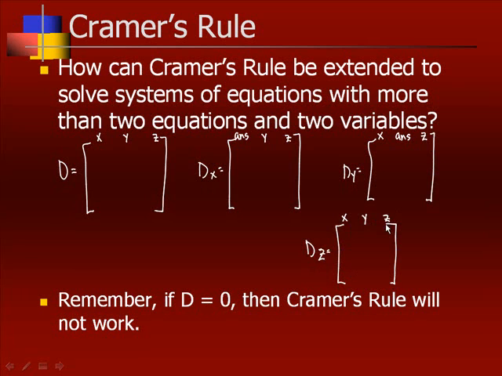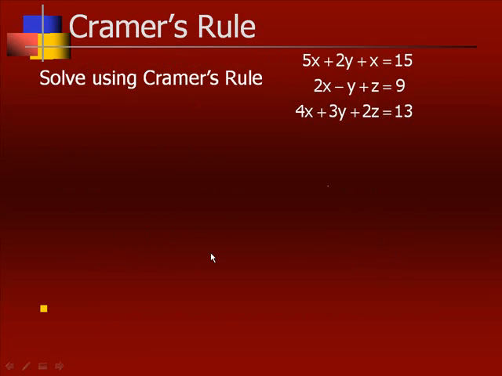So once we get D, Dx, Dy, and Dz, to find x, we simply do Dx over D. To find y, we do Dy over D. And then to find z, we do Dz over D. So the first thing we're going to do is set up our determinants. D is 5, 2, 4 for the x's, 2, -1, 3 for the y's. That should be a z right there. 1, 1, 2 for the z's.